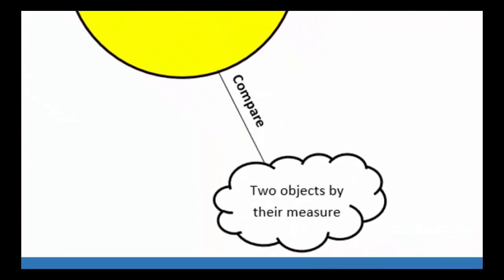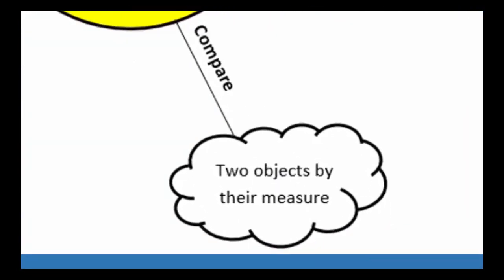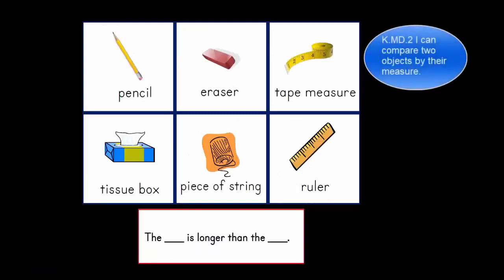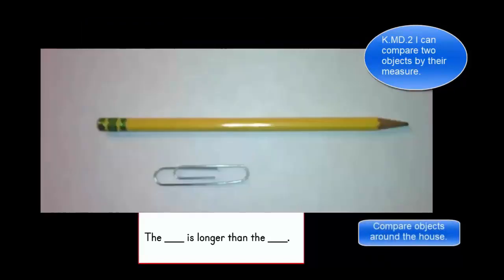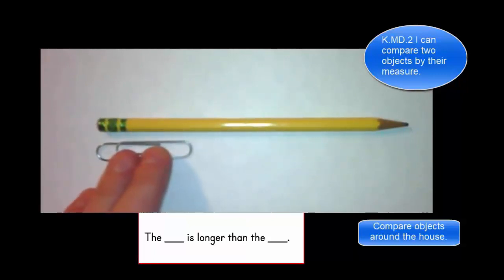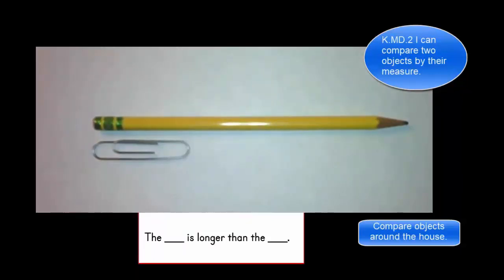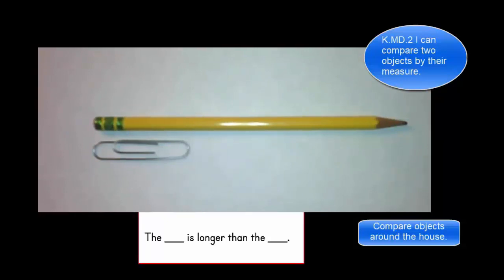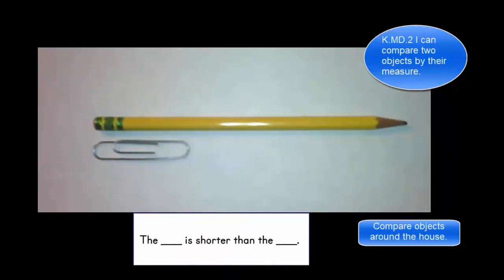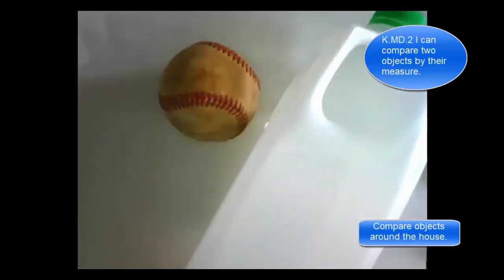Students will also compare two objects by their measure. For this standard, students will compare objects by length and weight. Find objects around the house and have your child put the objects next to each other. For example, find two objects, like a pencil and a paperclip. They need to be lined up end to end for an accurate comparison. The pencil is longer than the paperclip. You could also say that the paperclip is shorter than the pencil.